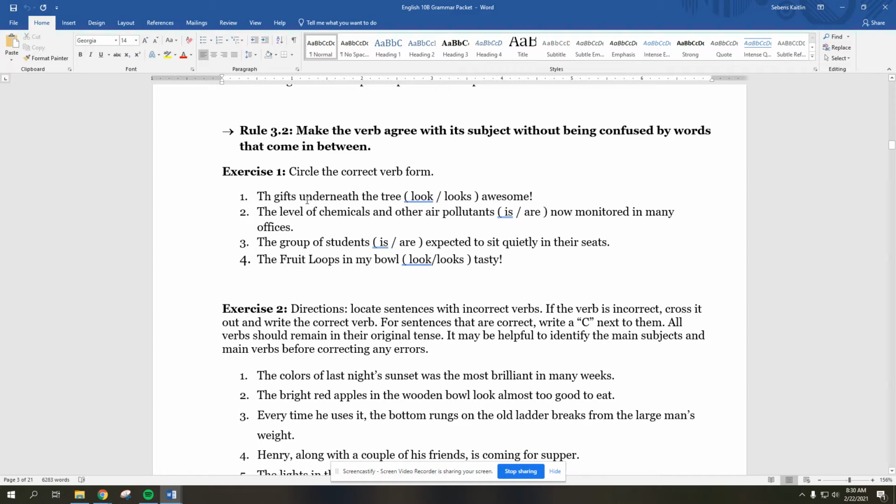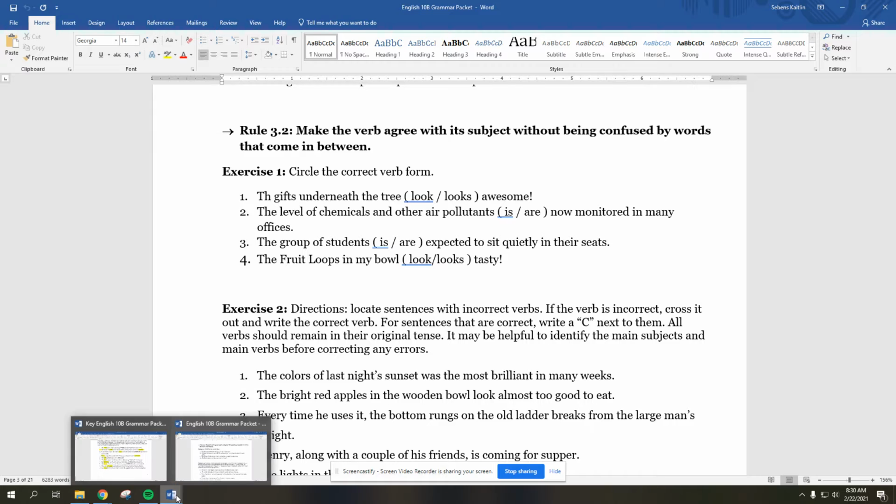Okay, again, the idea here is to make sure that you know what the subject of the sentence is. The subject of the sentence is the main actor of the sentence. Don't be confused with additional nouns that are inside the sentence that could distract you. Go ahead and pause here and get through numbers 1 through 4. We'll come back to look at the key.